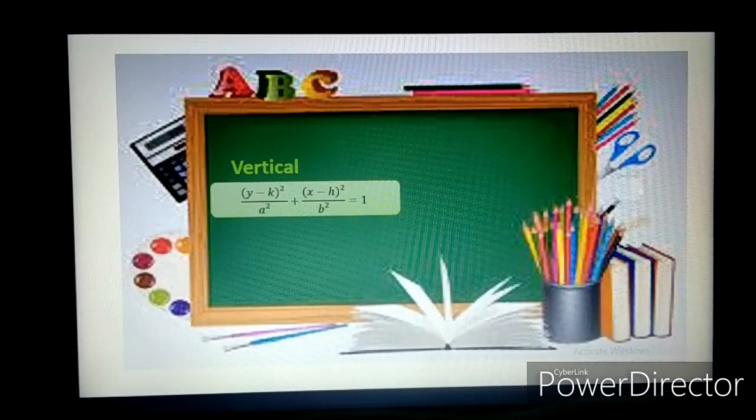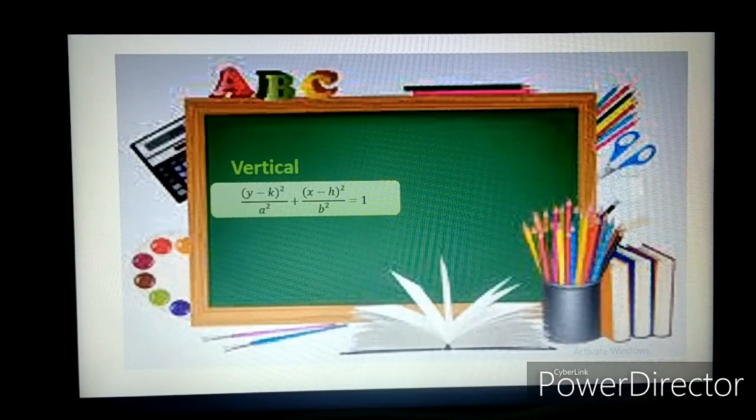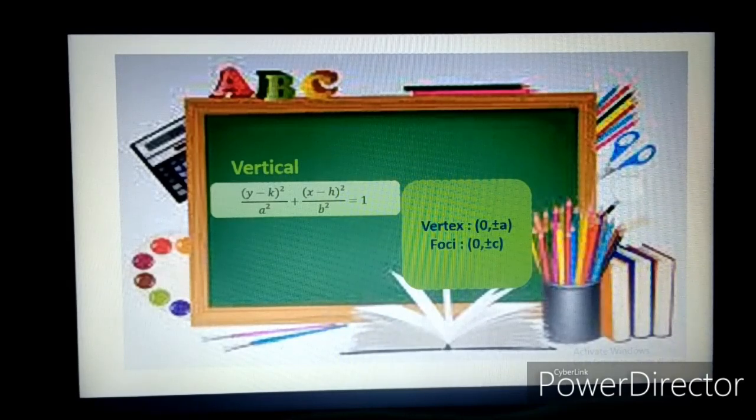In vertical, the equation is (y minus k) squared over a squared plus (x minus h) squared over b squared equals 1. For the vertical, the vertices are 0 and positive/negative a. For the foci, it is 0 and positive/negative c. So we are going to proceed to our first example.